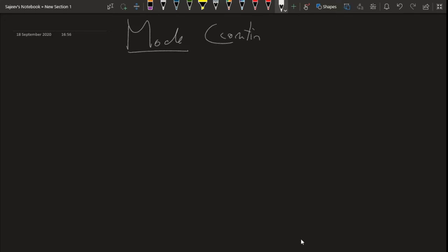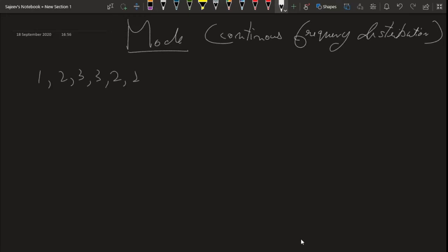Let's talk about mode, and we'll be talking about the continuous frequency distribution of mode. Before that, we will discuss what the mode actually is. The mode, as you all know, is the observation that comes the most number of times. For example, we have 1, 2, 3, 3, 2, 2, 5, 1, then 2 comes 3 times, right? So 2 is the mode.